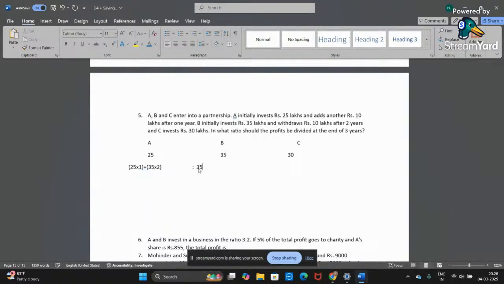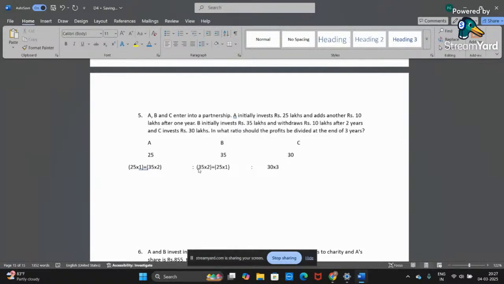Here, B initially invests 35 lakhs and withdraws 10 lakhs after 2 years. He is keeping 35 lakhs for 2 years and is withdrawing 10 lakhs. So the remaining 25 lakhs will be there for the next 1 year. And C is keeping his 30 lakhs for the duration of 3 years, not investing or withdrawing, just keeping his initial amount throughout the 3 years.